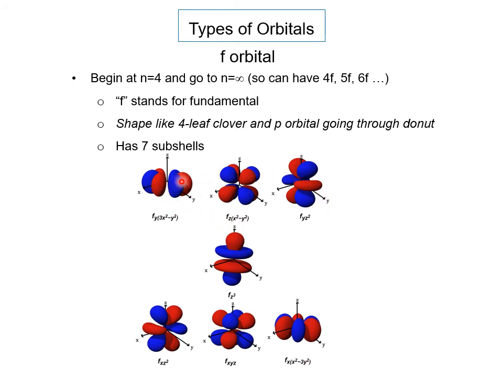Each of these holds 2 electrons. So the 4f's hold a total of 14 electrons. Same with the 5f's, 14 electrons. Same with the 6f's, 14 electrons, and so forth. This can continue on. We can go into another letter like g. The g's will have 9 subshells and so forth, but we're not going to go anything beyond the f's in this class.